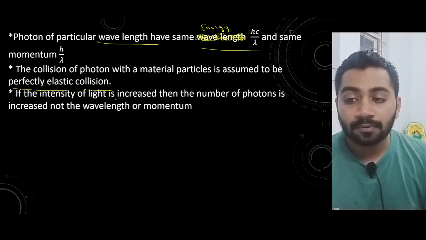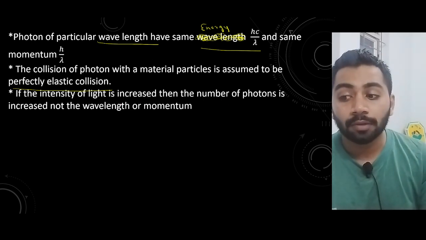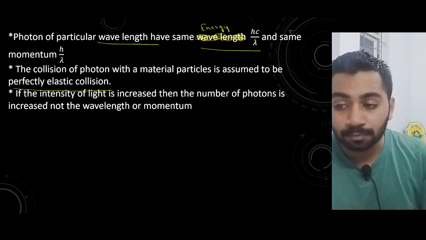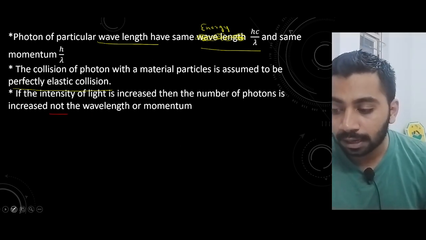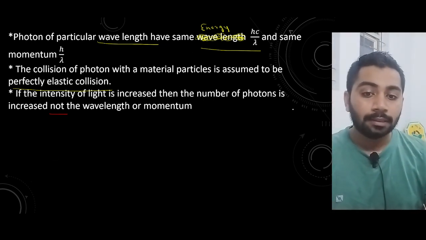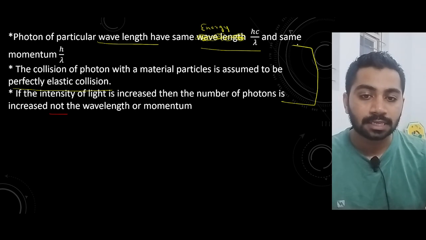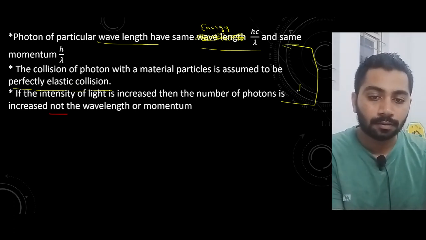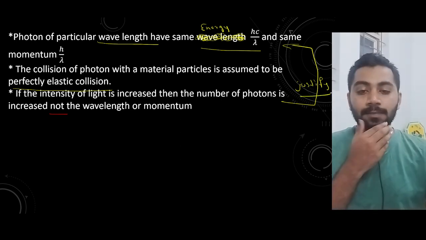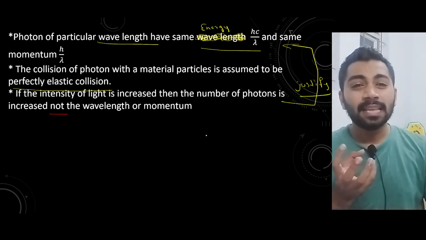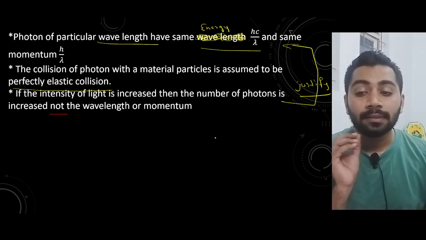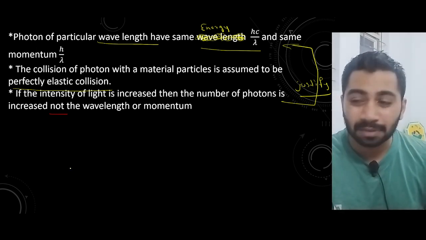If the intensity of light is increased, then the number of photons is increased, but not the wavelength and momentum. Justify this. Very simple. When the intensity of light is increased, the number of photons increases, not the wavelength and momentum. I will tell you.